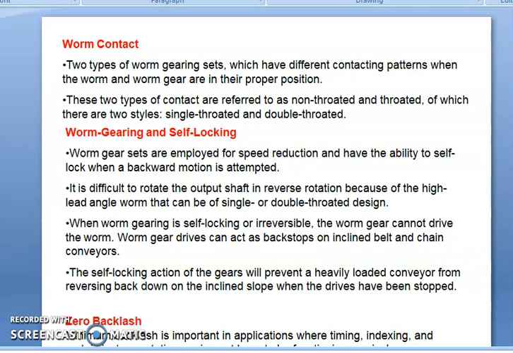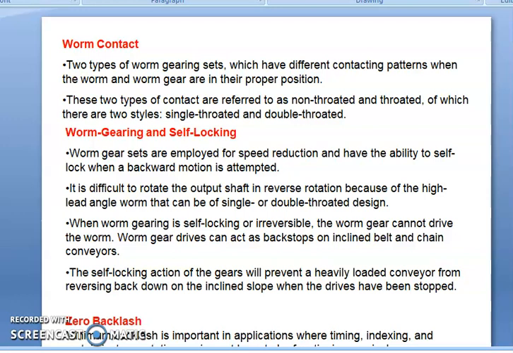Worm gearing and self-locking. So the self-locking facility is available in the worm gear drive. Here the worm gear sets are employed for speed reductions and have the ability to self-lock when backward motion is attempted. That means it is difficult to rotate the output shaft in reverse rotation because of the high lead angle worm, which can be of single or double threaded design.